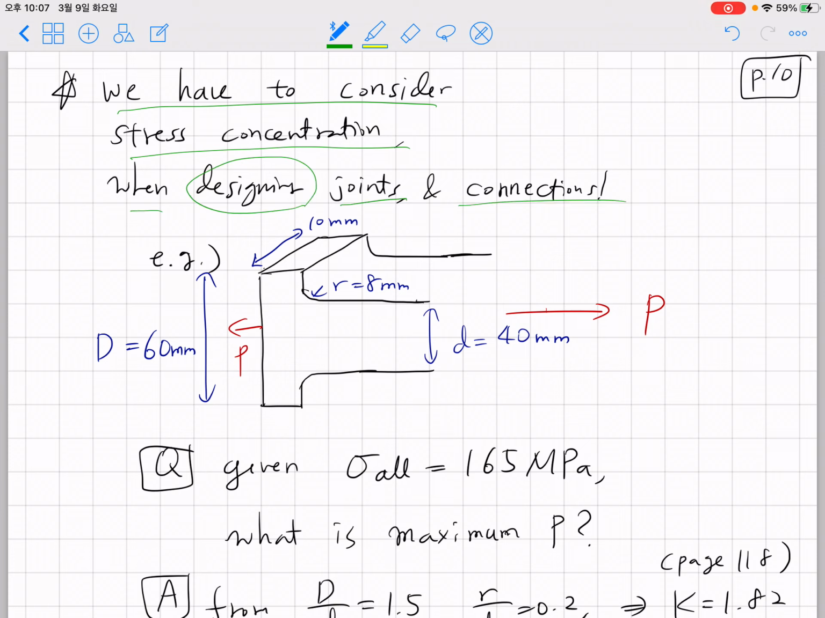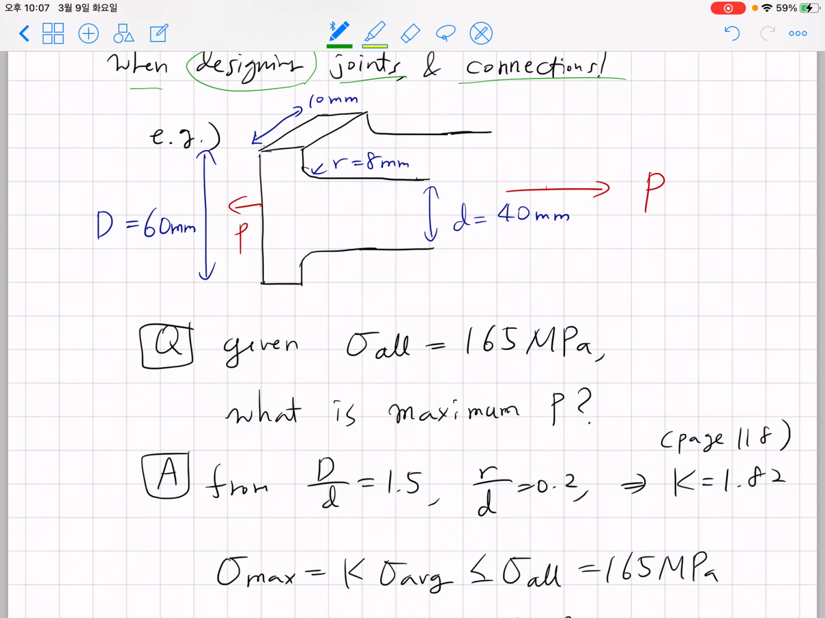connections. Okay, so the example we're going to solve is a structure with large D of 60 millimeter here, small d of 40 millimeter here, and the radius of curvature is 8 millimeter at the joint, at this corner, and the thickness is 10 millimeter. Given the allowable stress is 165 megapascal, what is the maximum tensile force we can apply to that structure?